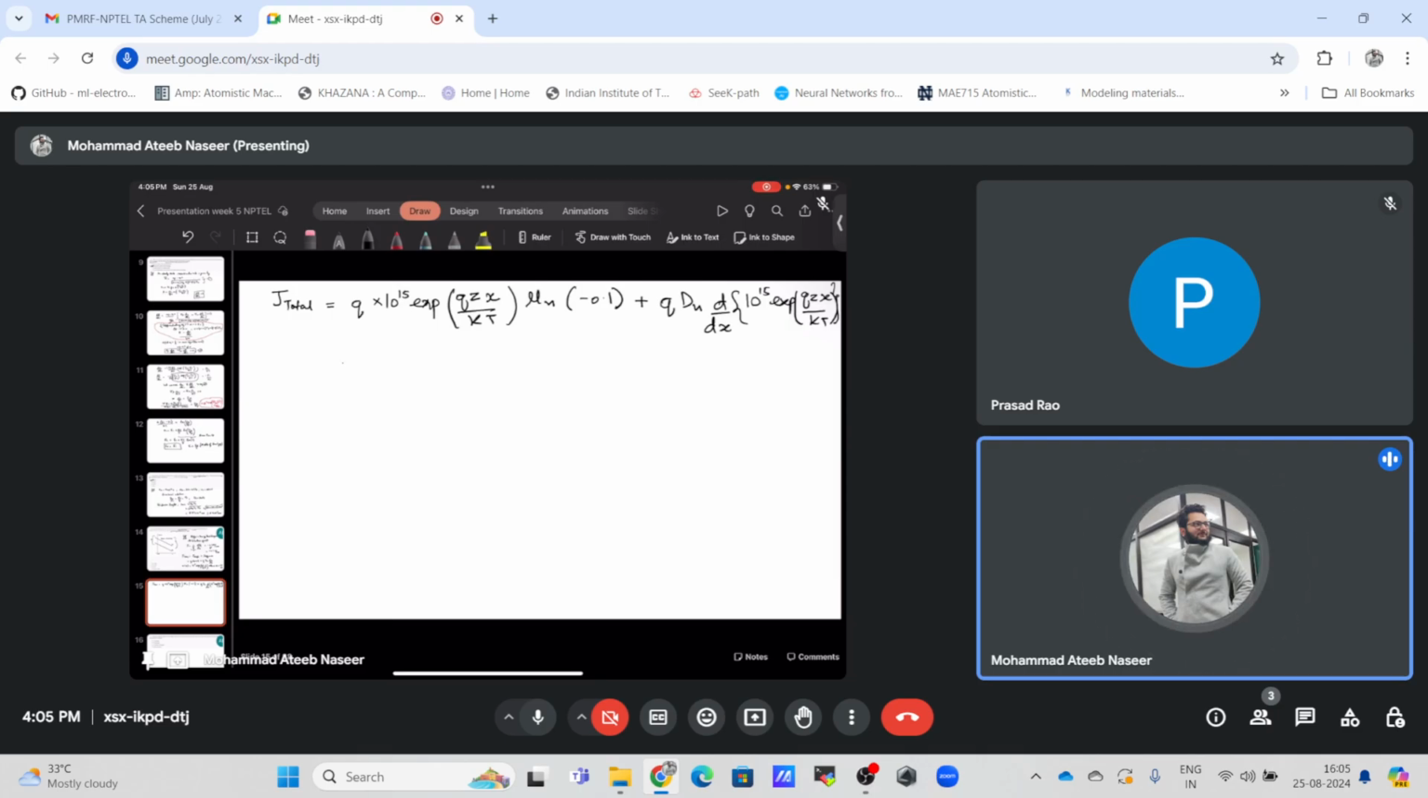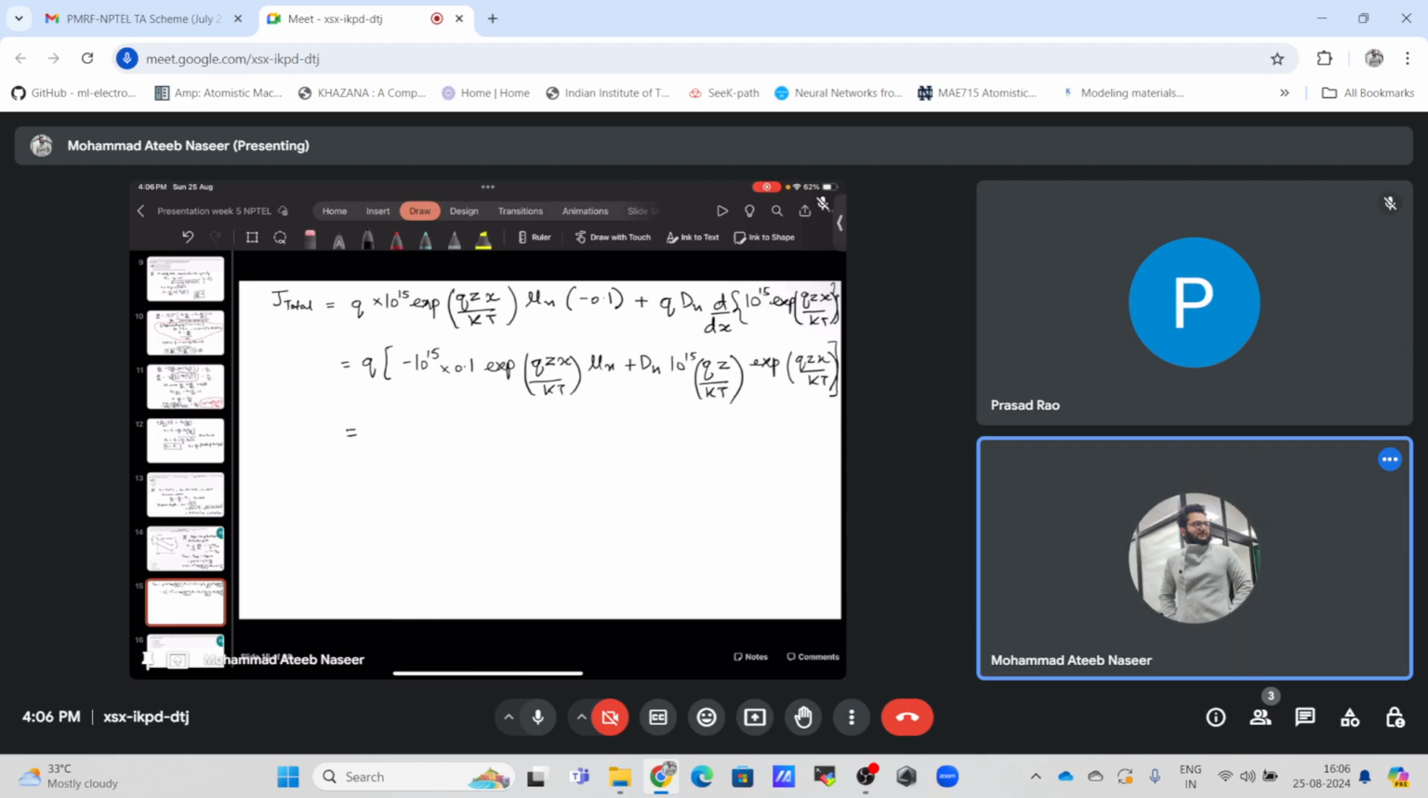Okay, so it is simply minus q, or let's not write minus q, let's take q outside: q times minus 10 to the power 14 into 0.1 exponential of qzx by kT times mu n, plus Dn times 10 to the power of 15, and it is simply qz by kT times exponential of zx.